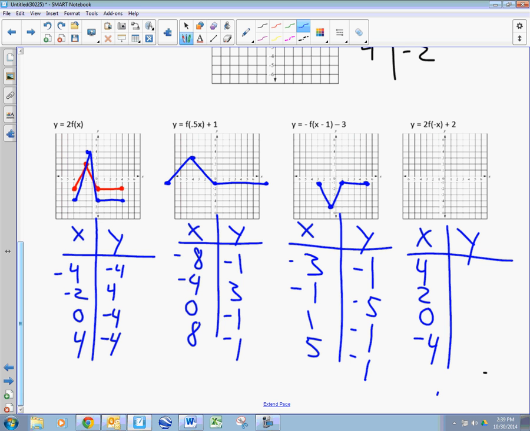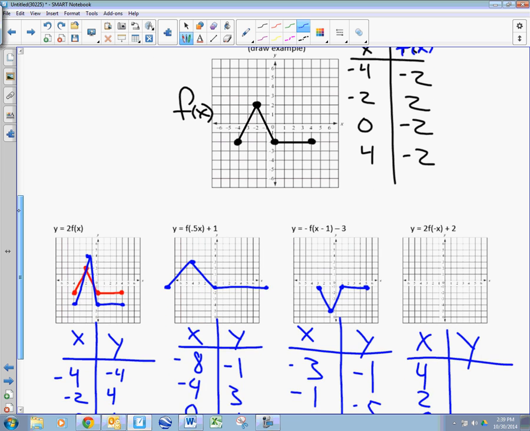What do I deal with next? The 2 times or the plus 2? 2 times. Does that affect the x values or the y values? Y values, because it's on the outside. So you will multiply the y values by 2, and then you will do a vertical shift, so add to the y values. So let's check our y values.